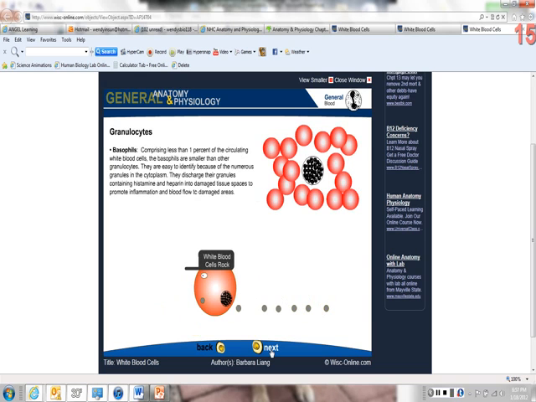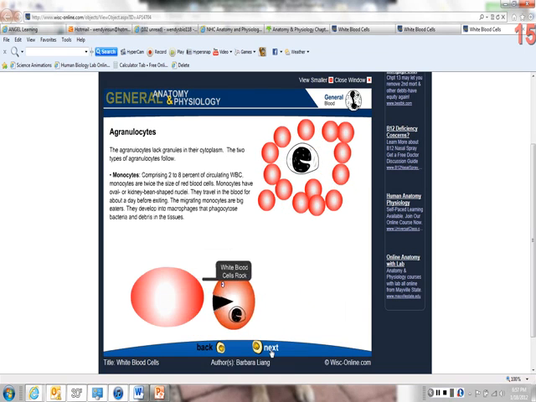Basophils comprise less than 1% of the circulating white blood cells. The basophils are smaller than the other granulocytes. They're easy to identify because of the numerous granules in the cytoplasm. They discharge their granules containing histamine and heparin into damaged tissue spaces to promote inflammation and blood flow to damaged areas.